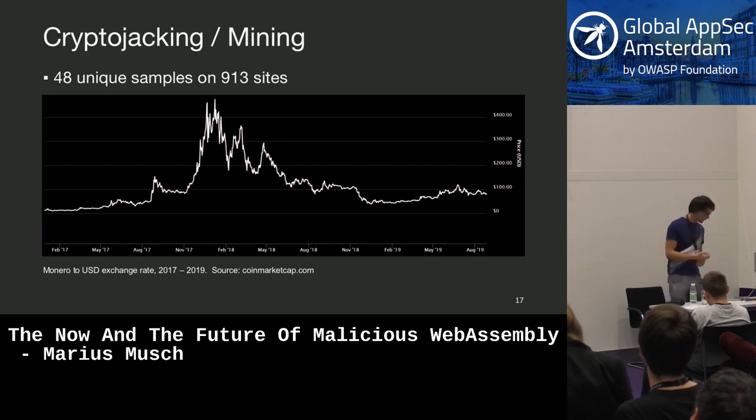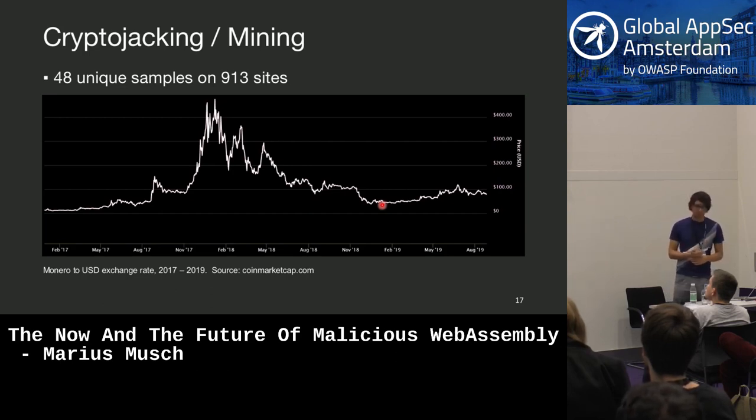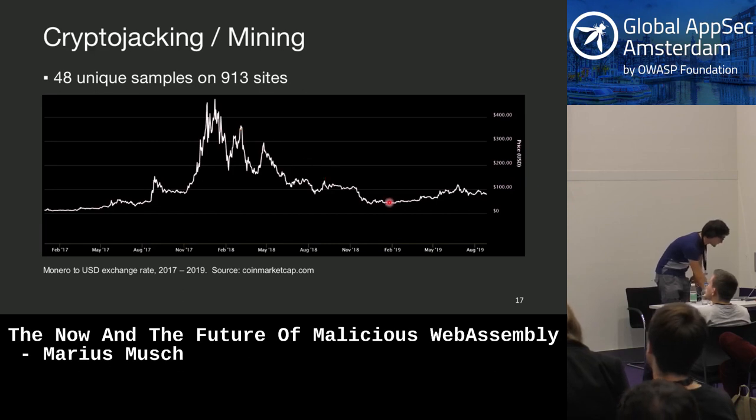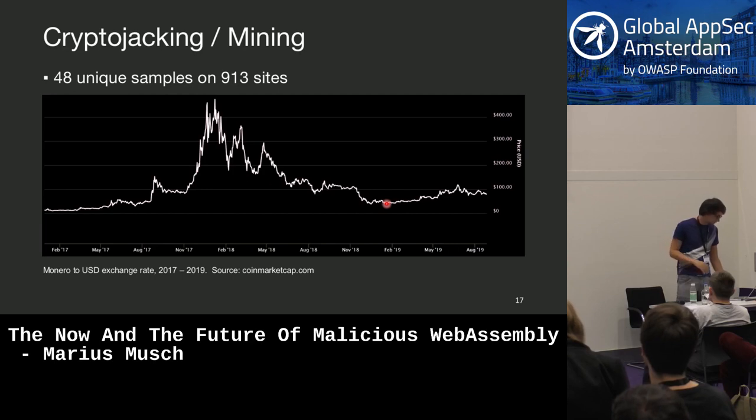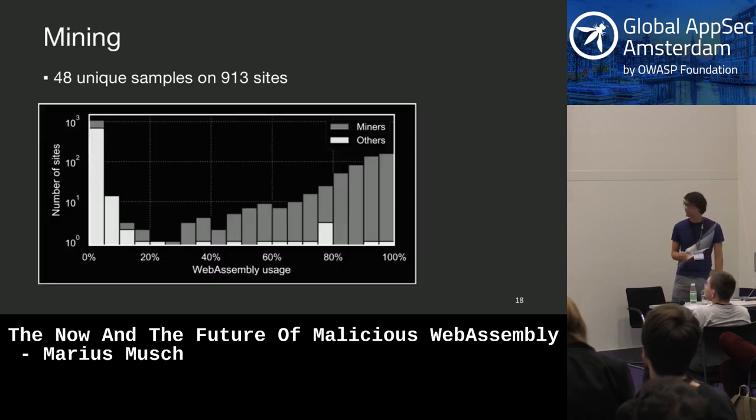You also have to keep in mind that we found it on around 900 websites, but we did our measurement around here. This is Monero versus the US dollar. As you can see, there were some points in time where Monero was worth a lot more than it is now. There were reports from around here from way more websites, like over 2,000 or so. So the big chunk has already passed, but we can still see it on a lot of websites. Also, if you ever heard of CoinHive, which was the largest provider of these mining services, they shut down this year, so the numbers have probably dropped further. But who knows what happens in this cryptocurrency market, or if Monero will ever be worth more again.